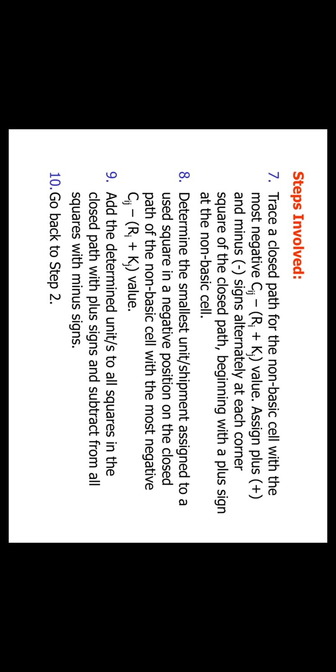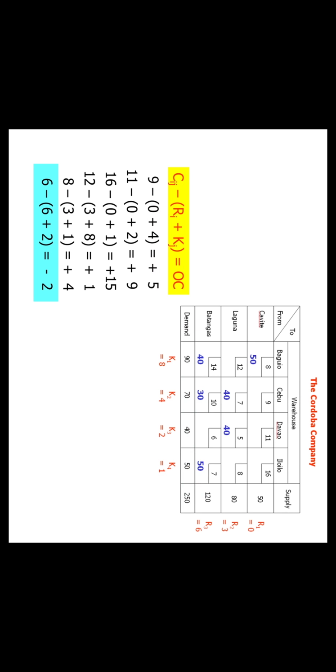Then go back to step 2 until you end up with a shipping pattern wherein all opportunity cost values are already positive. If you would notice, steps 7 to 10 are the same final steps that we had to do using the stepping stone method. So this should be familiar to you. Let's go back to our row minimum method.